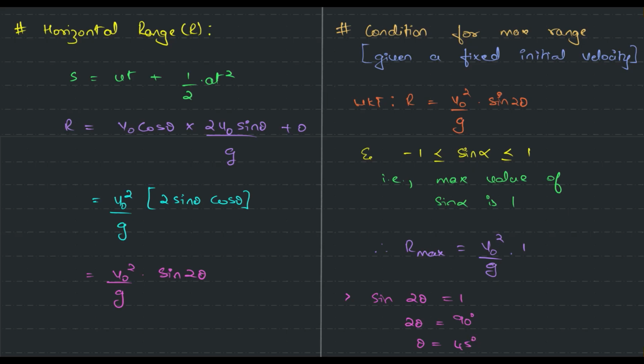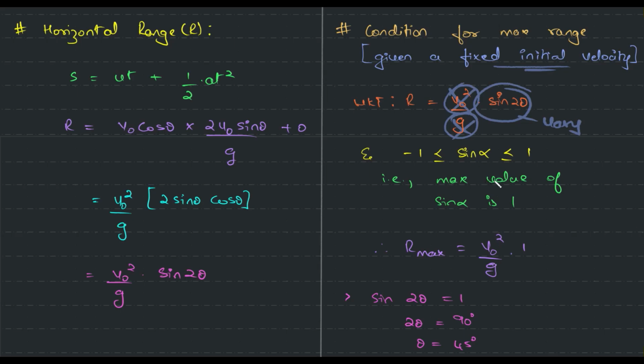Okay, I'll repeat this entire thing again. So we are looking at maximum range. So we know the range value. So this is fixed because we are fixing the initial velocity. G is fixed near the surface of the earth. So these two are not in play. This is the only thing that will vary.